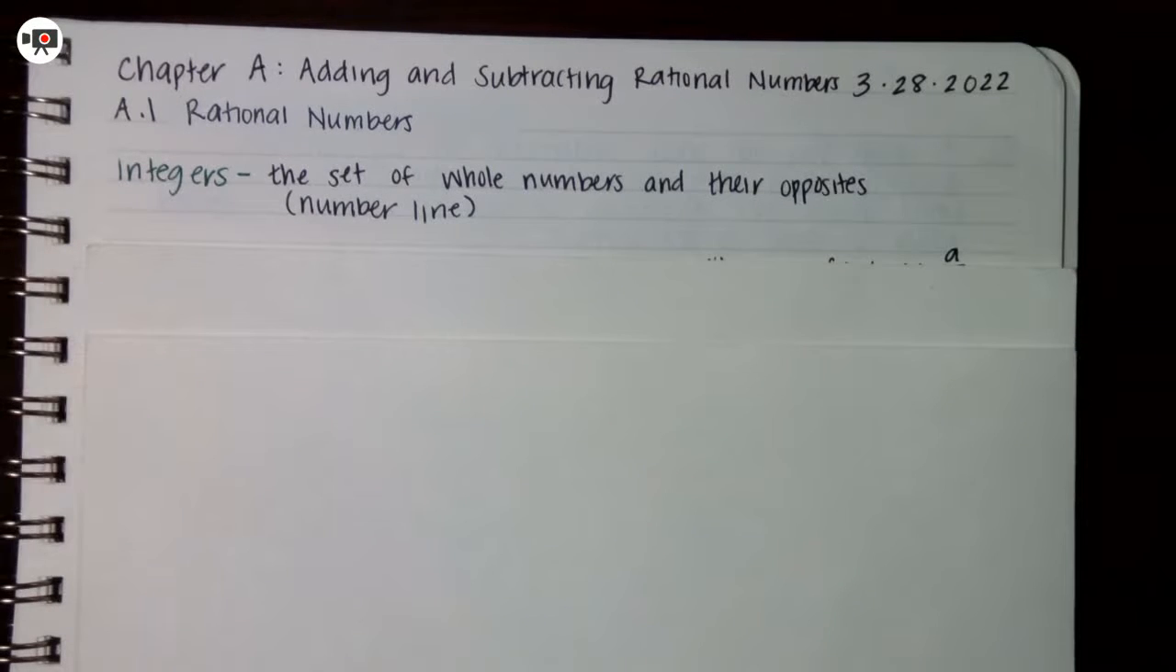An integer is the set of whole numbers and their opposites. So if you think of a number line, you'd have -10, -9, -8, and then it goes all the way up to 0, and then you have all the positive numbers too.